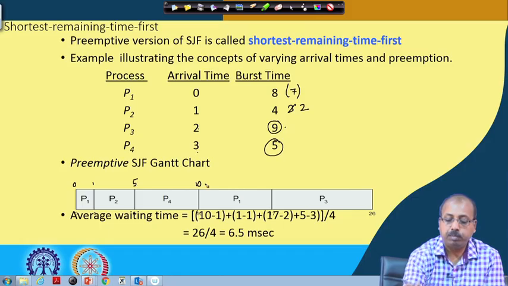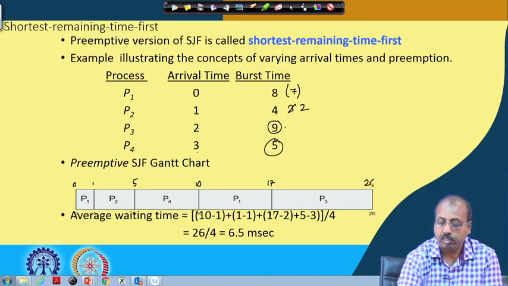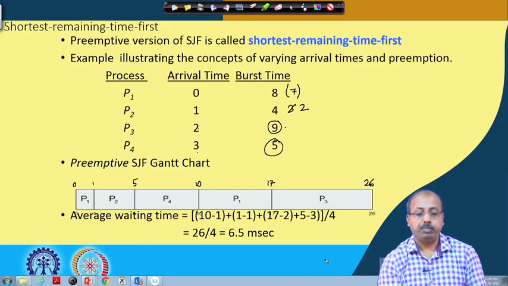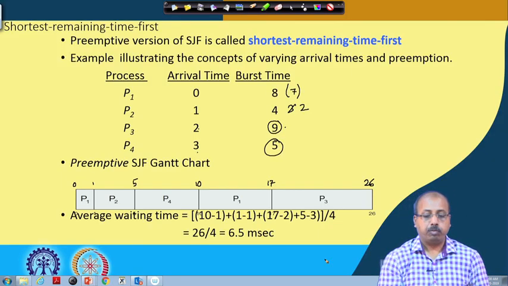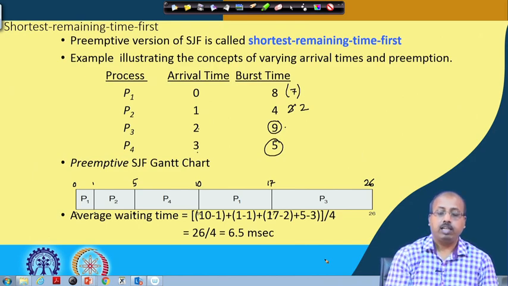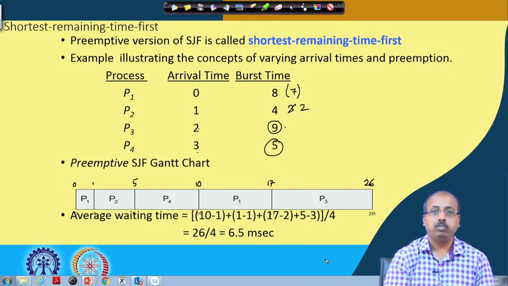Then between P1 and P3. So, P1 had 7 time units left and P3 had 9 time units left. So, P1 got scheduled. So, it executed till time 17 and then P3 got scheduled. So, P3 got executed till time 26. Now, the point is that this is a preemptive version. So, whenever a new job comes, the scheduler will be invoked to check whether it needs to preempt the currently running job from the CPU and schedule the new one.